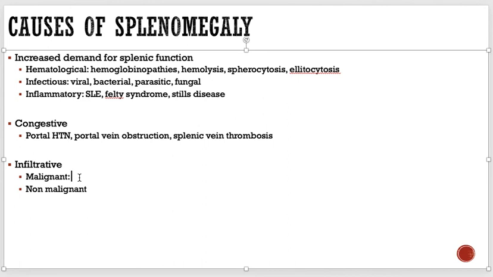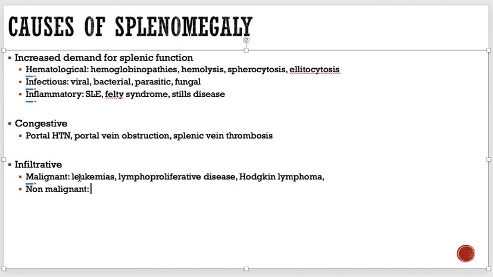Malignant causes. Remember all the leukemias which we will study in the coming lectures: CML, CLL, lymphomas, lymphoproliferative conditions or diseases, Hodgkin lymphoma. I'm taking these names because our coming lectures are about these topics. Lymphoproliferative, myeloproliferative, Hodgkin lymphoma, all these things can cause it.